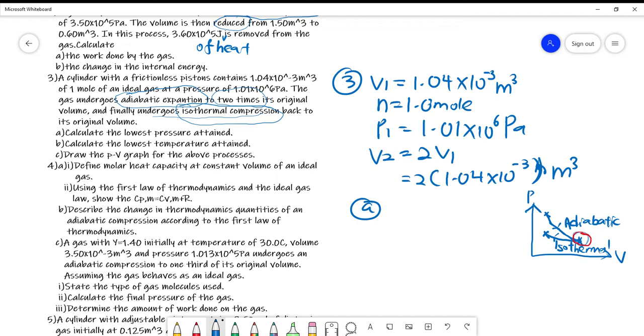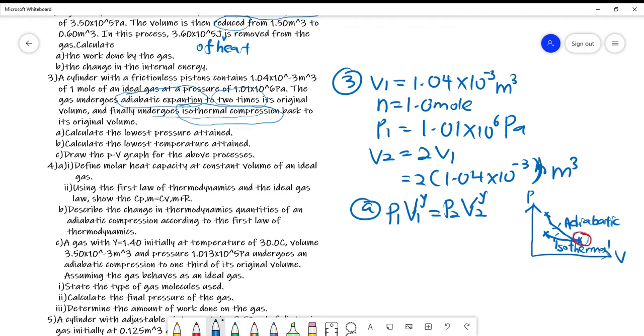Alright, so what will be the formula that is applicable for an adiabatic process? So what we have here is P1, V1, and V2. So basically the formula that we can use is P1 V1 to the power of gamma is equal to P2 V2 to the power of gamma. Okay, so what will be our gamma?